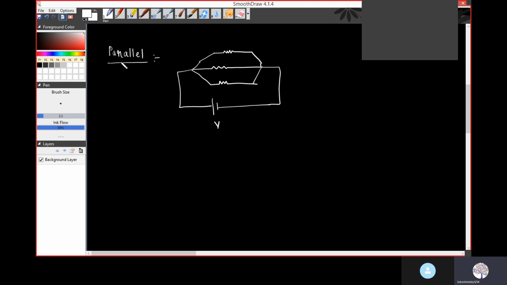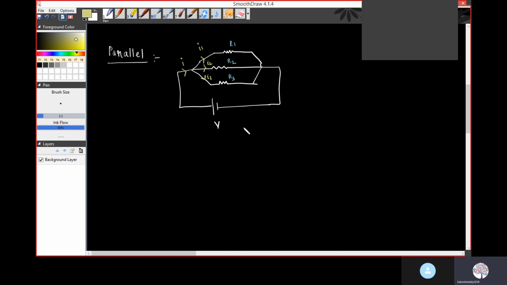Now, when resistors are in parallel, let us take this resistance as R1, this resistance as R2, and this resistance as R3. This current is I1, this current is I2, and here the current is I3, and this is the total current I.